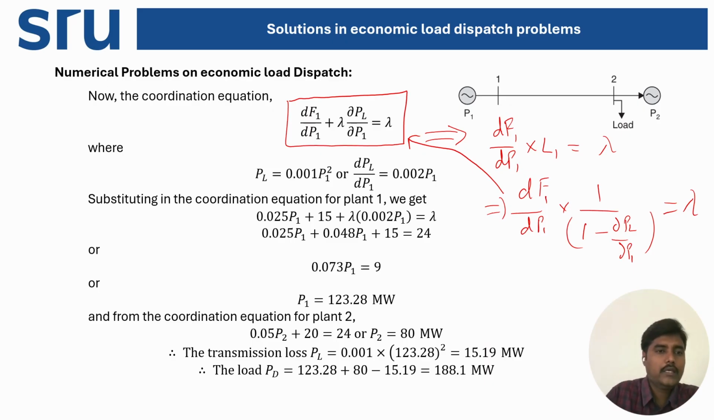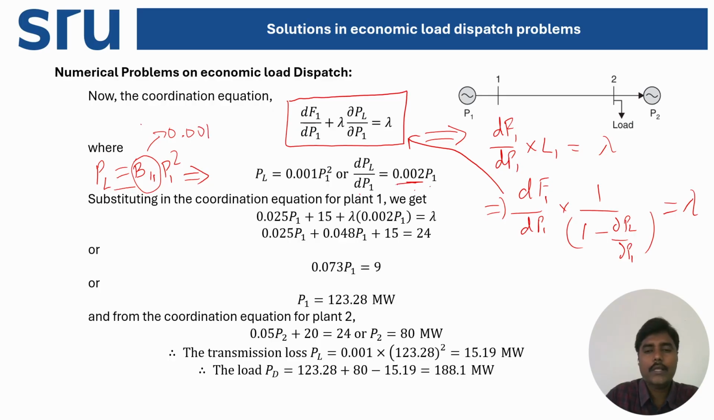We already have the equation for PL as PL is equal to B11 P1 square. Once you differentiate this equation, we can express dPL by dP1 as, if you substitute the B11 value which we got in the previous slide as 0.001, 0.002 into P1, because we have P1 square here. Once you differentiate this with respect to P1, it becomes 2 into P1. So 2 into 0.001 will give you 0.002.